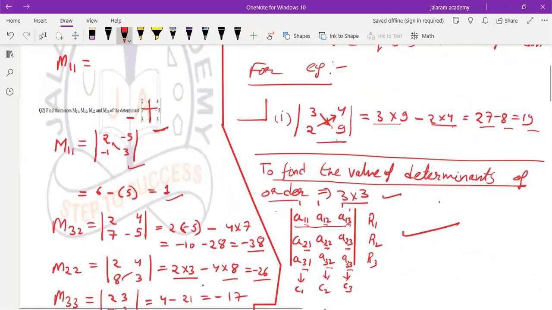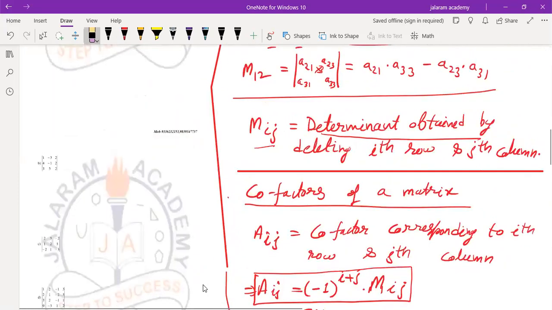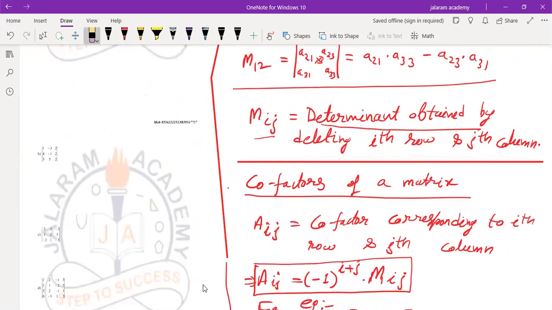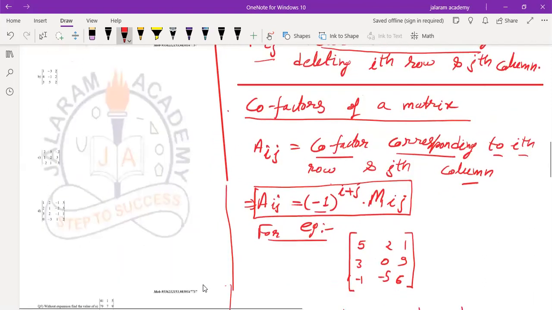So after finding them, the next discussion, which is also very important, is to find the cofactors of a matrix. If we generalize it by writing Aij, Aij means the cofactor corresponding to the ith row and jth column, which is obtained by minus 1 to the power i plus j into Mij, the minor obtained by deleting the ith row and jth column.